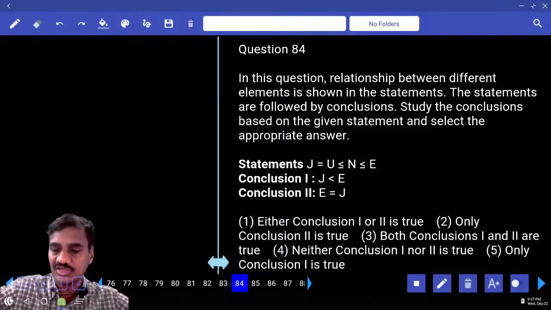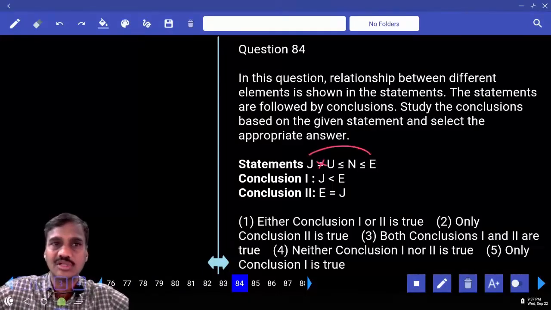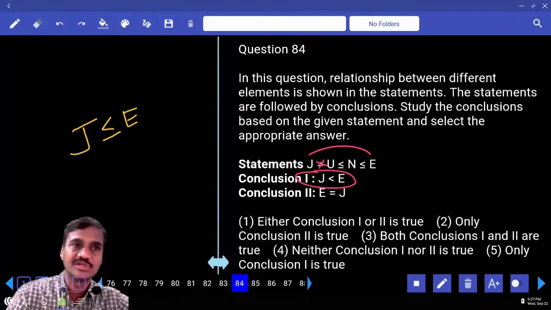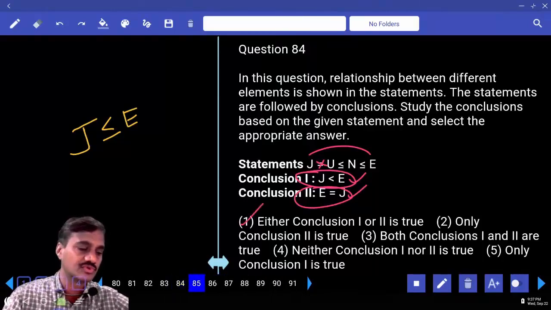Then coming to this one, J and E. J is here, E is here, forget about this equal to, which symbol is common? Lesser than or equals to. That is, J is either lesser than or equals to E. The first one is claiming that it is lesser, and the second is equal, either lesser or equal, either one or two, choice 184.